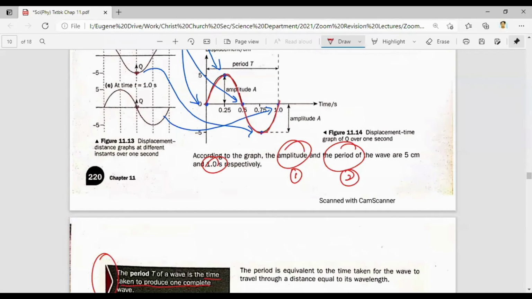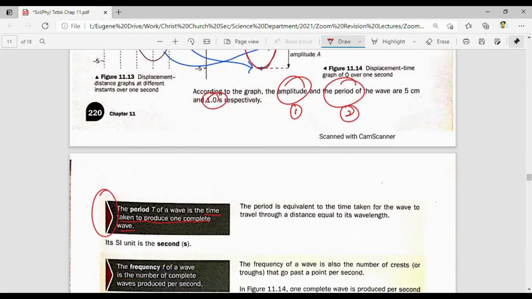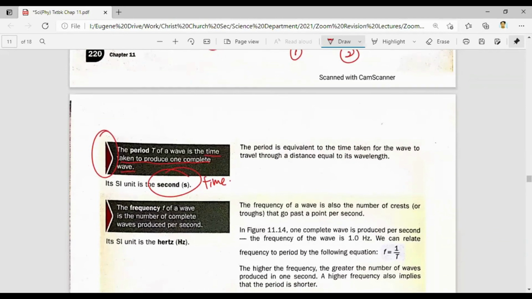One complete wave takes 1 second. So after having a displacement time graph, I'm actually able to determine the period. From a displacement time graph, I can get amplitude, I can get period, right? And because this is the time taken, the SI unit will be in seconds. Now, once I'm able to get the period, I'm actually able to get one more thing. It is called the frequency.